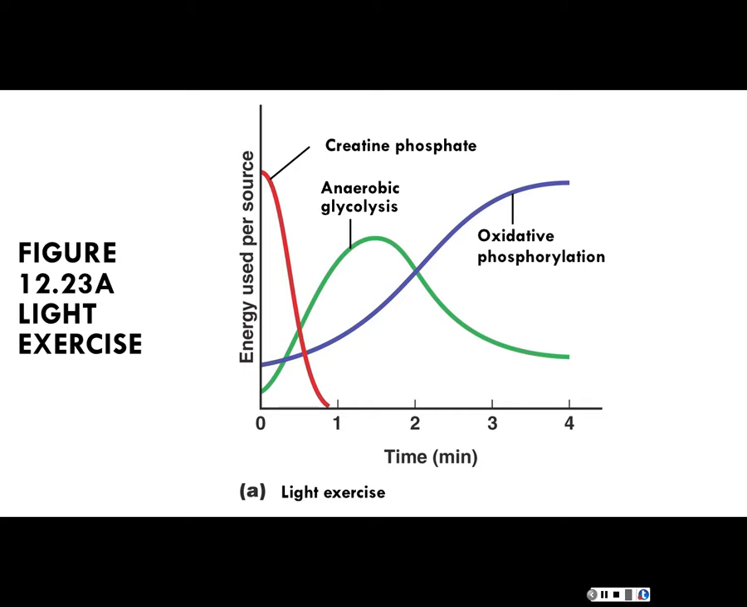Again, this is just aligning to our previous discussion. As we increase light exercise, the initial source of ATP comes from creatine phosphate. Then it can become dependent on glycolysis. And then if the light exercise continues, we can rely upon aerobic respiration. So it goes in sequence as we kind of predicted.